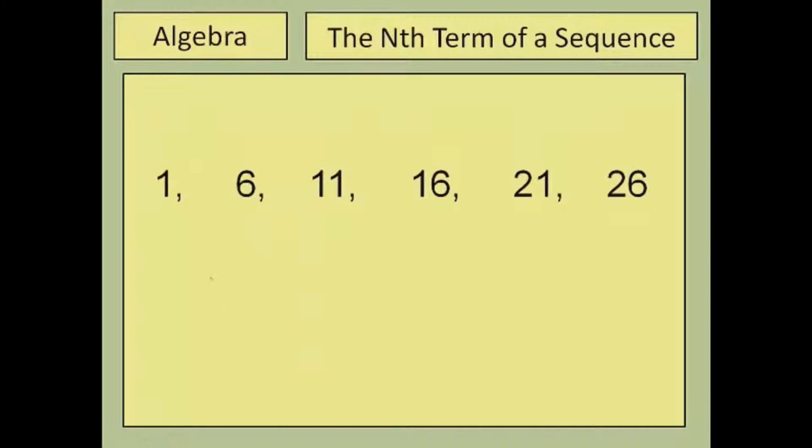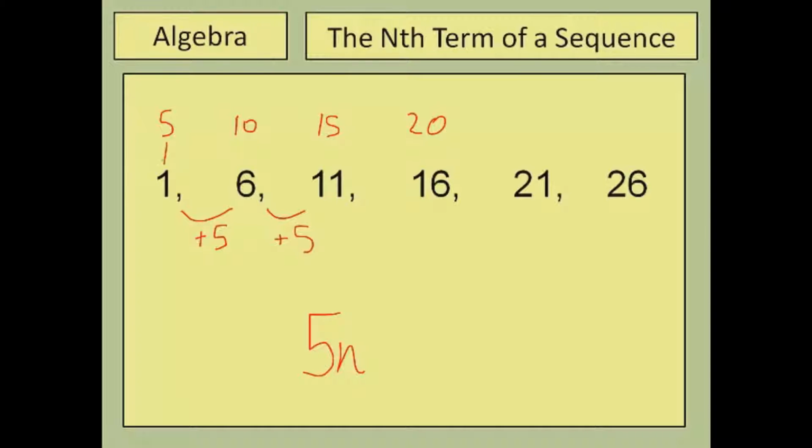Let's have a look at another example in exactly the same way. To get from one term to the next this time, we're adding 5 each time, which must mean that this is a 5n sequence. So if we write the 5 times table above this, 5, 10, 15, 20, and so on, then we need to look for a link between the 5 times table, 5n, and our sequence.